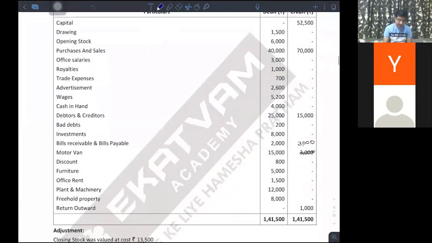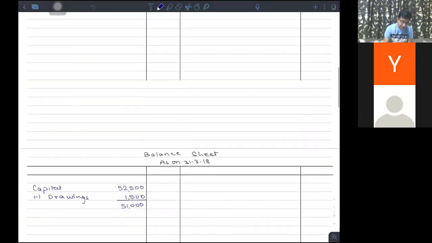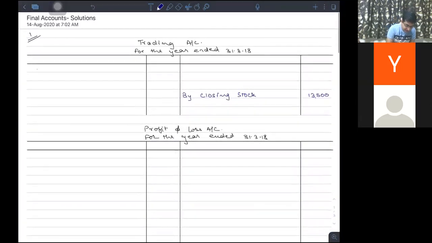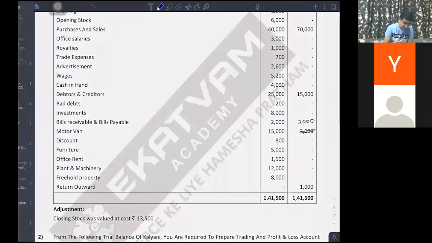The next item that we have is opening stock. Now this was the closing stock of previous year, so it is becoming the opening stock of current year. As per the matching principle, it becomes the expense of current year. And as it is related to the goods, therefore it will go into the trading account. So into the trading account, on to the debit side, to opening stock. What is the value of that? 6,000.